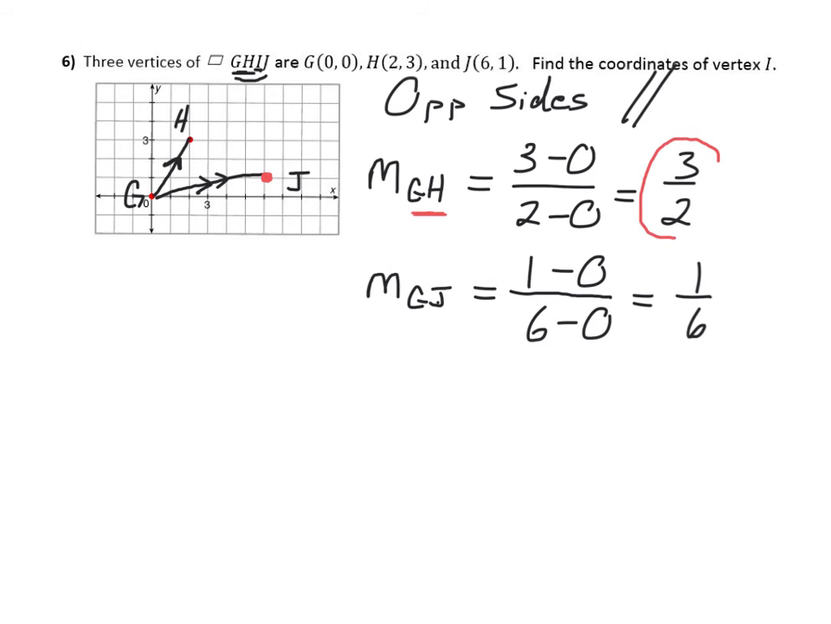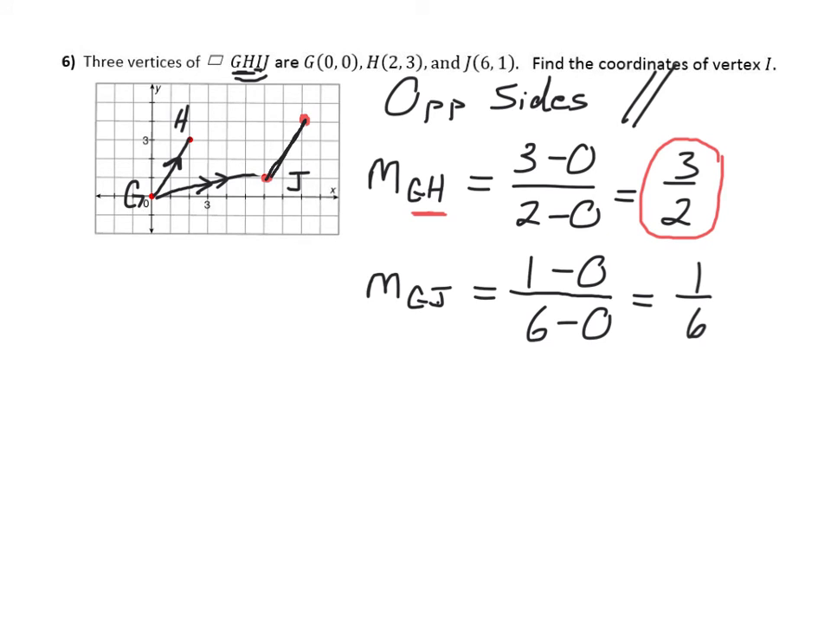So I'm going to go up 3 and right 2. So I'm going up 3 units, right 2 units to this point right here. So I want to erase what I drew on here. So this is the point I'm worried about, and this should be the location of point I. So now if I connect this, I should have the same slope.